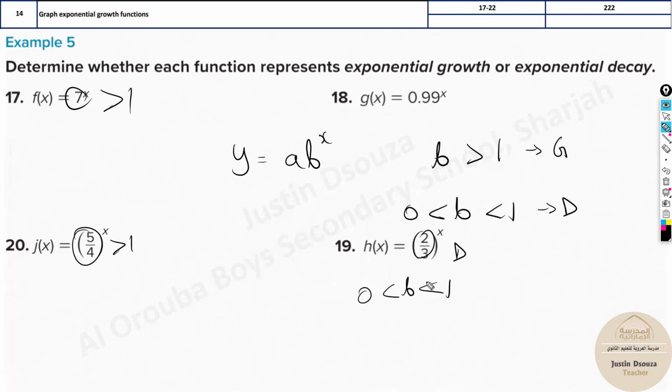Whatever is the base over here. And 0.999, it's again a decay function because it's less than 1. Even 0.1 less, it's still less. So this is the thing.